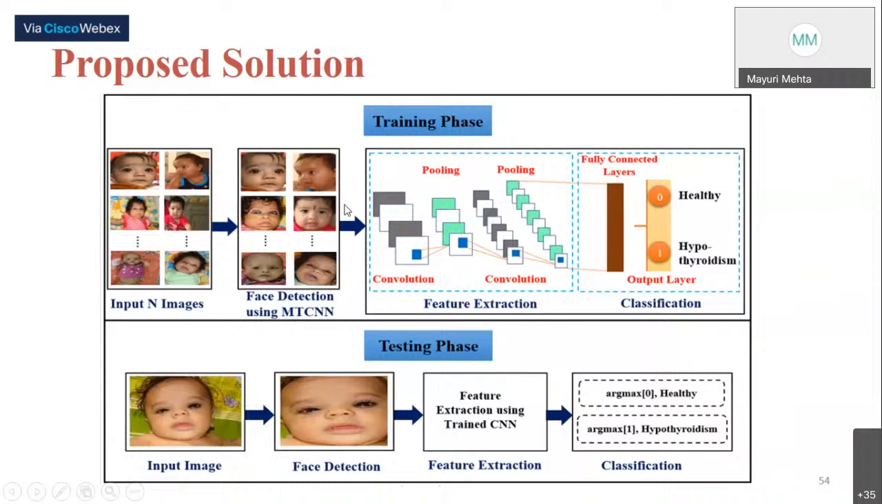So you can see that this process looks similar to the process we discussed for data science and for machine learning, right? These are input images, this is a set of images. Then first from the images we are detecting the face, because we are considering facial features to identify whether the infant is suffering from hypothyroidism or not. And here you can see that we are extracting features. This is the training phase and this is the testing phase.